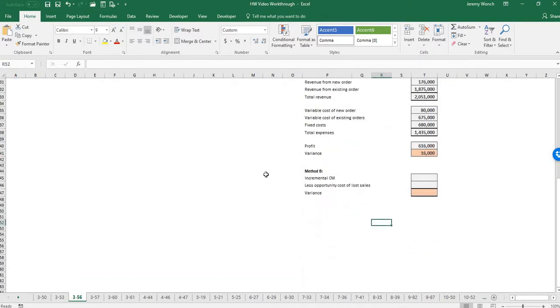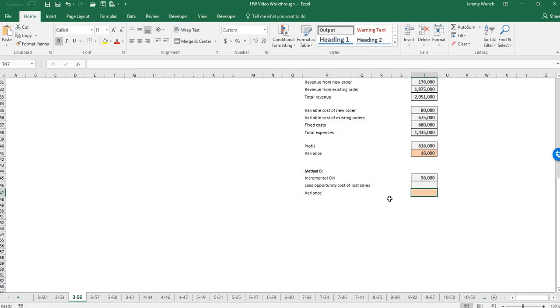And so let's do method B, kind of the easy shortcut way of doing it. If we just want to use that cost volume profit formula, we would take our incremental contribution margin, which is our incremental units that we're going to sell, so the 8,000, and multiply that times our selling price minus our variable cost. So 96,000.